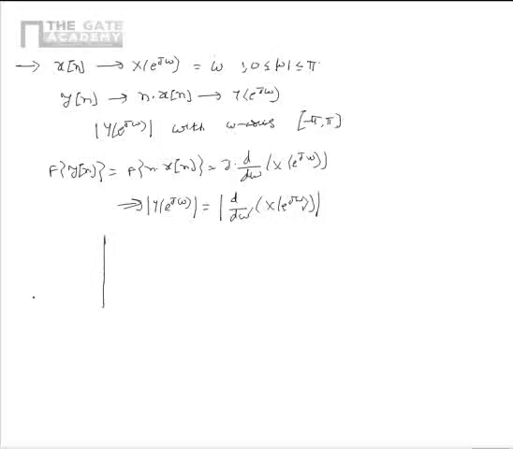Upon plotting X of e power j omega in the range 0 to pi, we get X of e power j omega as shown. So we see that for minus pi to 0, the slope is 1. For 0 to pi, the slope is minus 1.